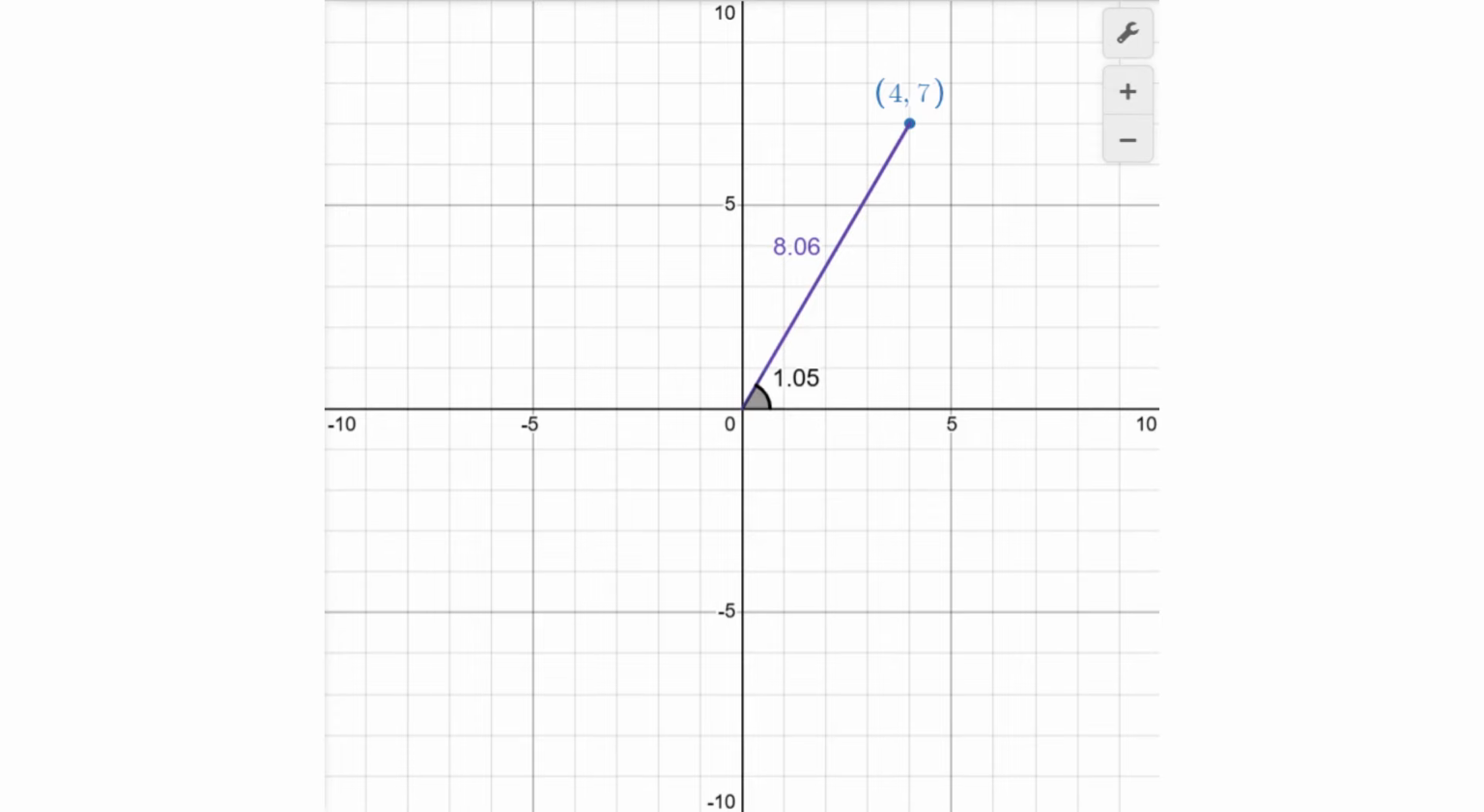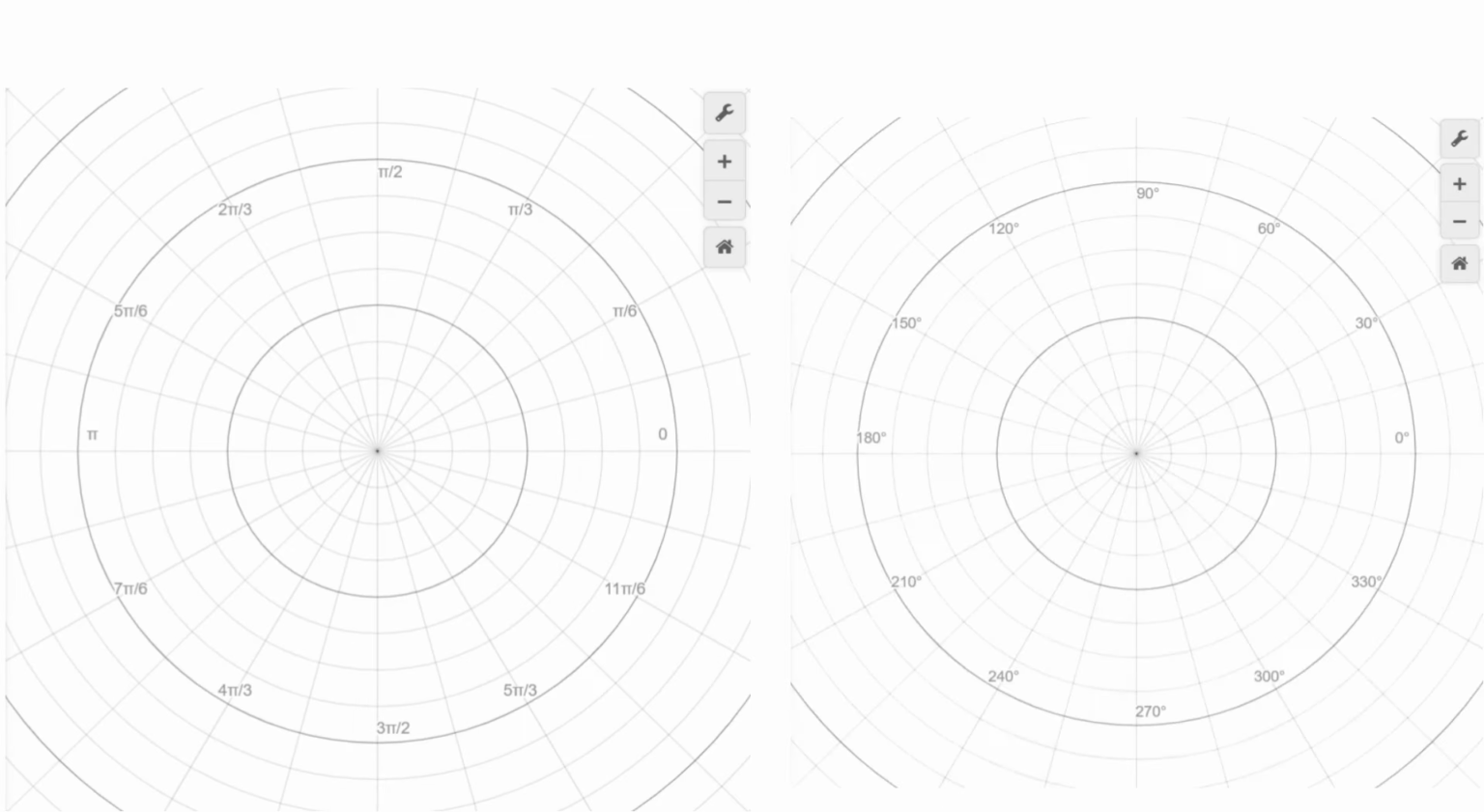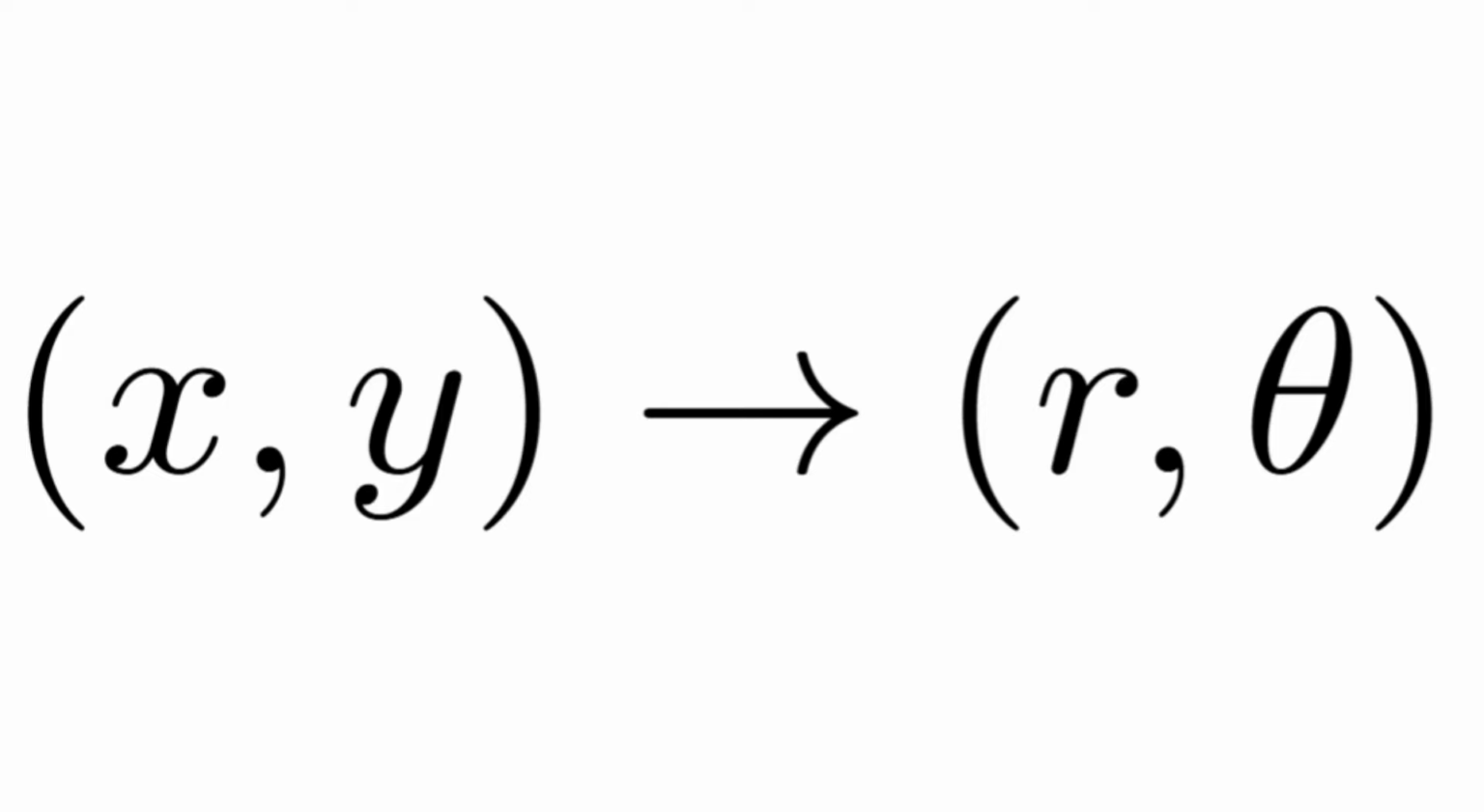Oftentimes, in polar coordinates, we use radians instead of degrees. When we write a coordinate, we write it like this, (r, θ), where r is the distance and theta is the angle. We can actually convert from Cartesian to polar.